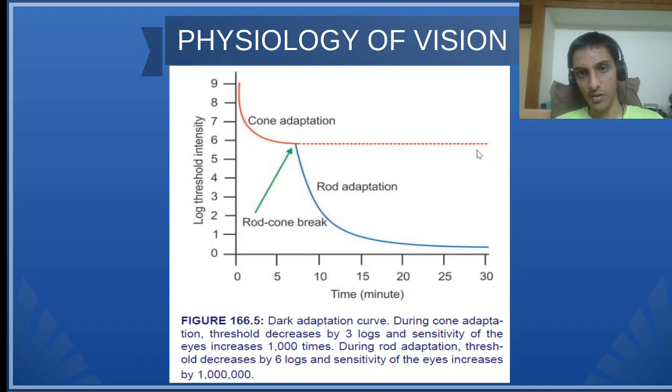is constant. Okay, and this point is called the rod cone break, where there is a rod and cone adaptation, the sensitivity is impaired. That is a rod cone break. The point at which there is an adaptation of these two, that is a rod cone break or alpha point. You can also call it as alpha point.